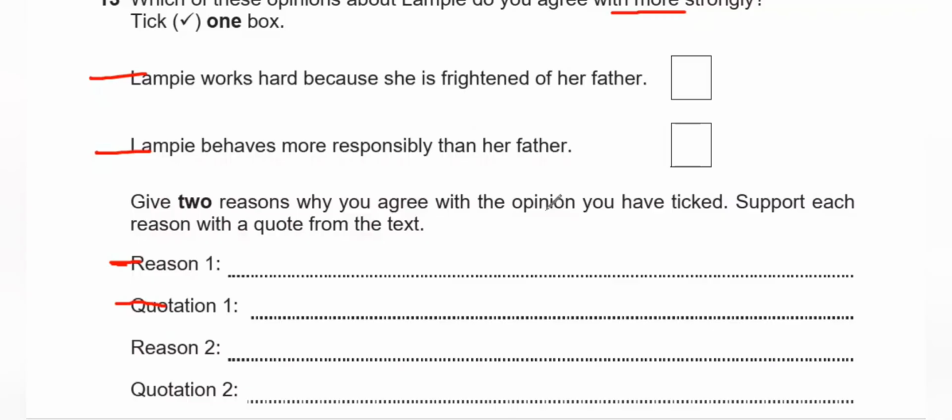So if we go to option 2, which is she behaved more responsibly than her father, the reason is the work is not shared between them. She does it all. She has been doing the work for a long time instead of her father. And I don't know why exactly.